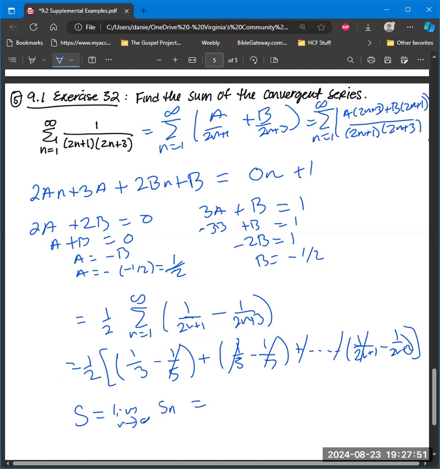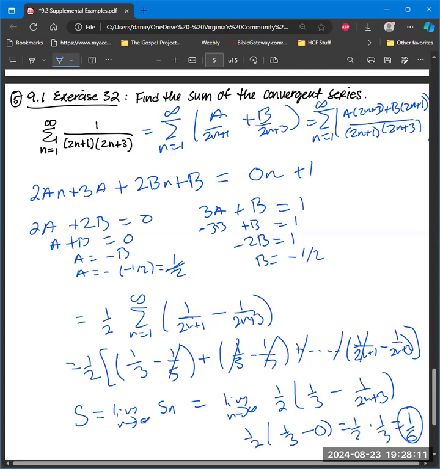S sub n is equal to the limit as n goes to infinity of 1/2 times 1/3 minus 1 over 2n plus 3, which is 1/2 times 1/3 minus 0. So 1/2 times 1/3 is 1/6.